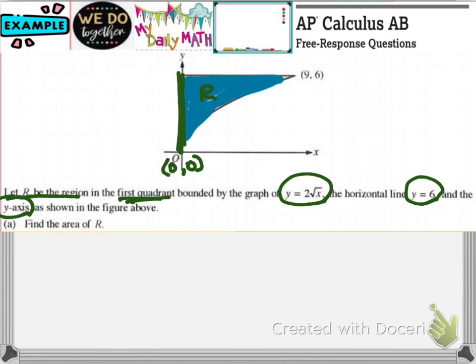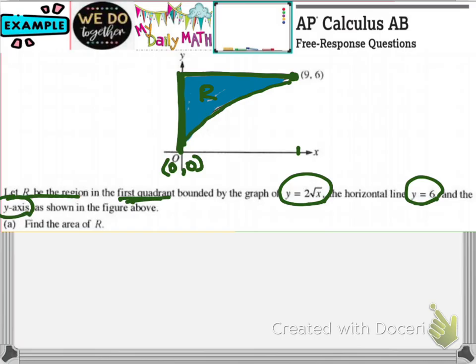And then our upper bound will be the part where the two intersect, and that's right here. The x value there is 9. The y value is 6. Okay, so what are the other givens? Y equals 6 is this line right here. And then 2 square root of x will be this curve right here. Now, if you take a look at the region, above the region is y equals 6 and below the region is 2 square root of x.